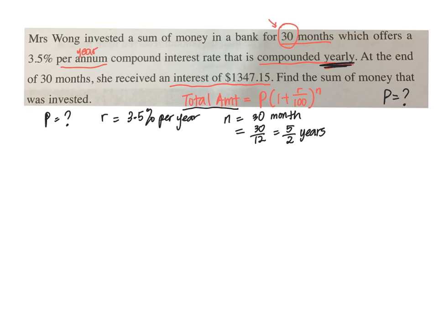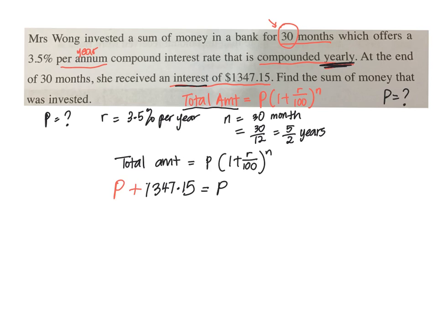Okay, so now we start with our formula. Formula says total amount equals to P bracket 1 plus R over 100 to the power of N. But then we don't have a total amount, we only have an interest. How do we find the total amount? We need to add the principal plus the interest, and then we still do not know the principal.